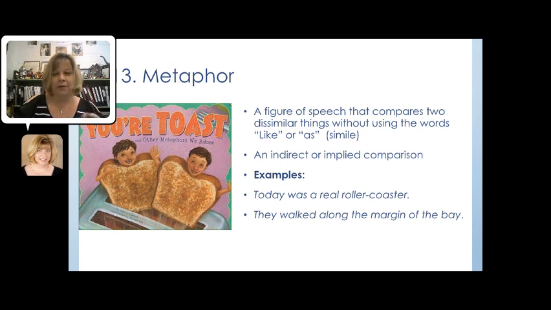Other times it's a little harder to find. You might see things like today was a real roller coaster, or they walked along the margin of the bay. And a margin is something you'd find on a piece of paper. So if they're walking along the margin of the bay, they're walking along the edge of the water, which means they're walking on the beach. So it's really comparing the beach and the ocean to being like a piece of paper. But it's that indirect comparison. It's not coming straight out and using the words like and as.